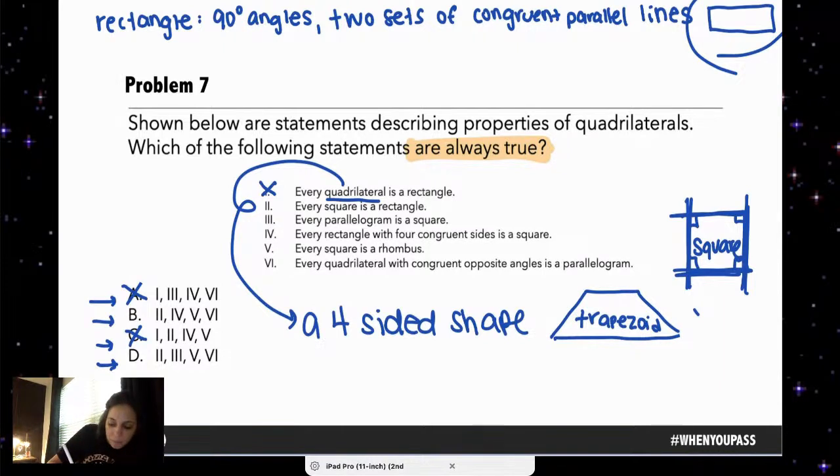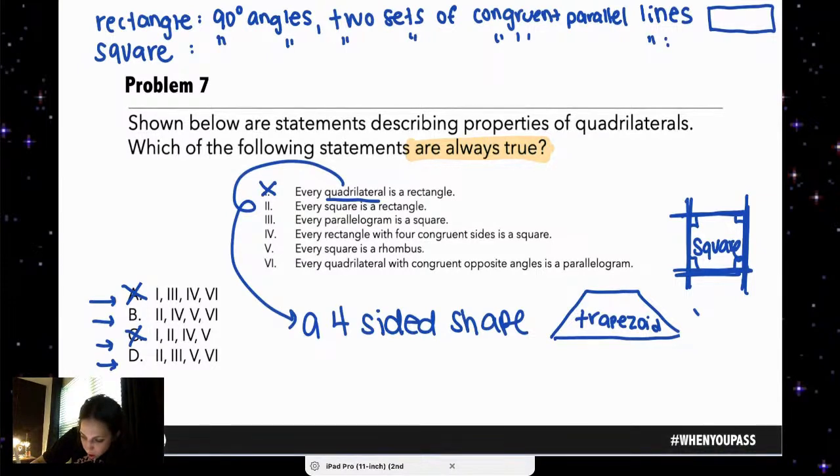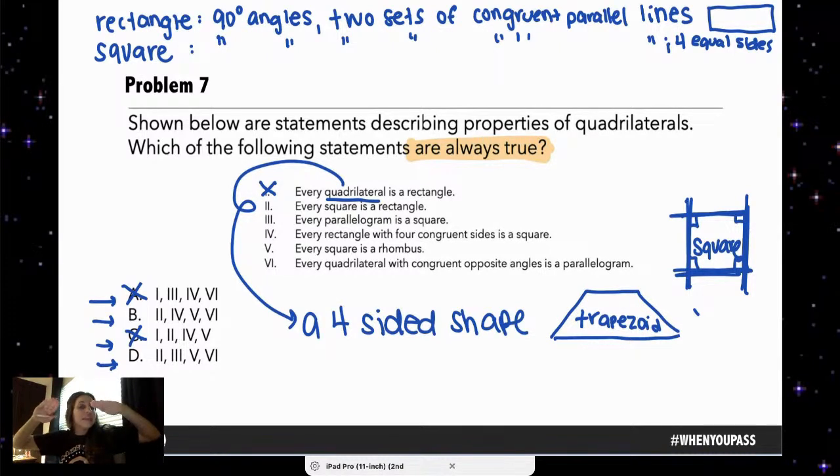Let's define a square. A square has all of this and 4 equal sides. So because it has all the stuff a rectangle has, it's a rectangle. But it also has 4 equal sides, which is why a rectangle is not always a square. A square is always a rectangle, but a rectangle is not always a square. So let's look at number 2. Now, do I really need to look at number 2?